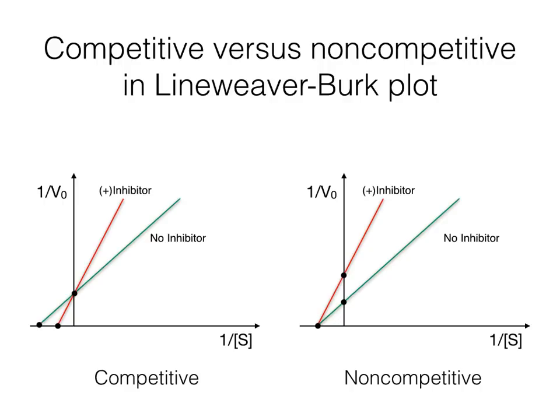So what if you now use the Lineweaver-Burk plot to depict competitive versus non-competitive? The red line represents the presence of inhibitor. In competitive inhibition, you will see that the red and the green lines have a common y-intercept, which means that the Vmax is unchanged. On the other hand, on the right side of your screen, you have the non-competitive inhibition, wherein the red line and the green line have a common x-intercept, which means that the Km is unchanged.